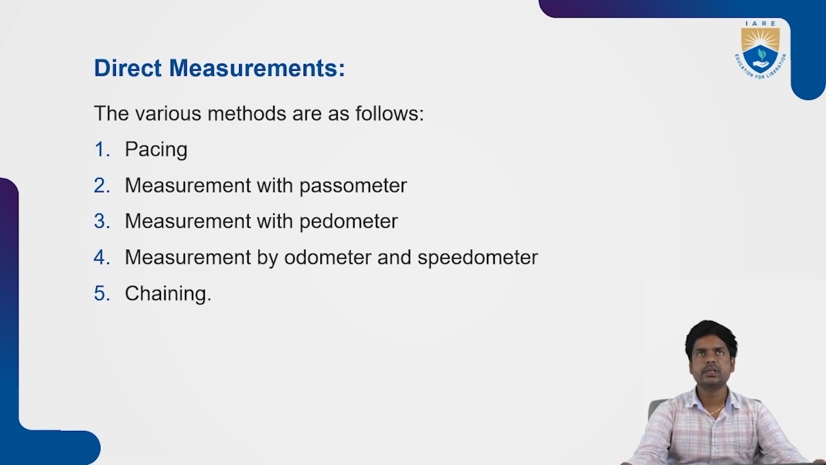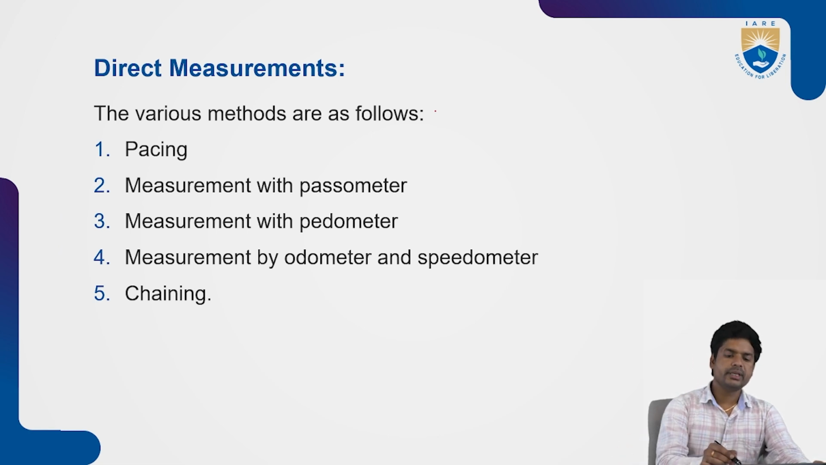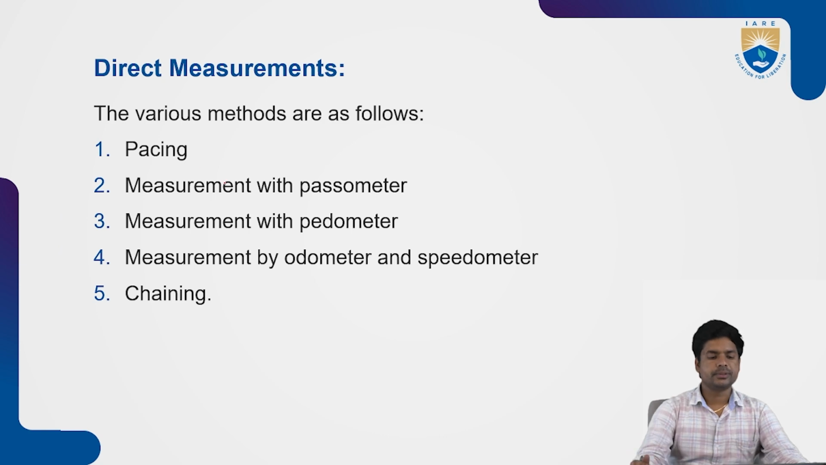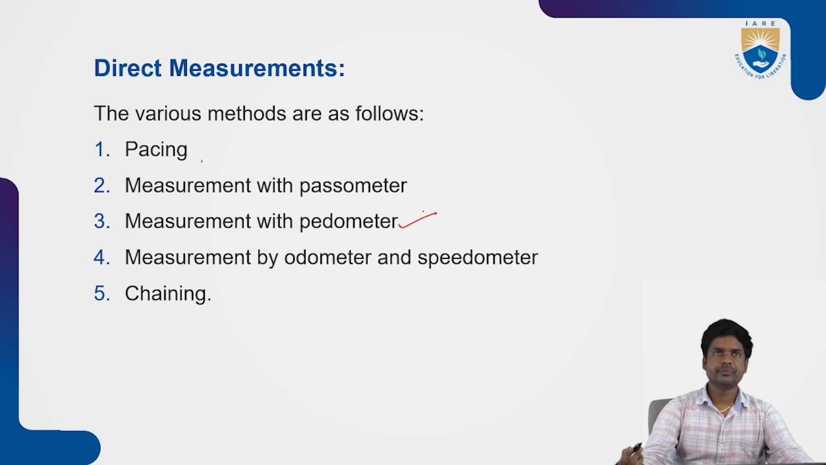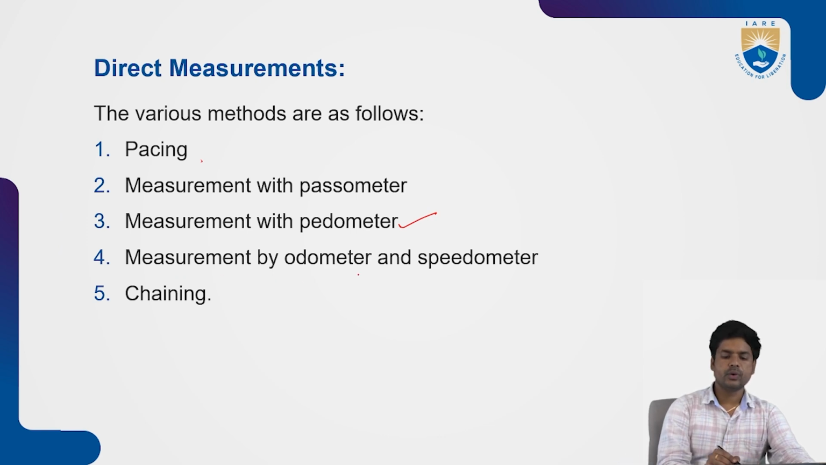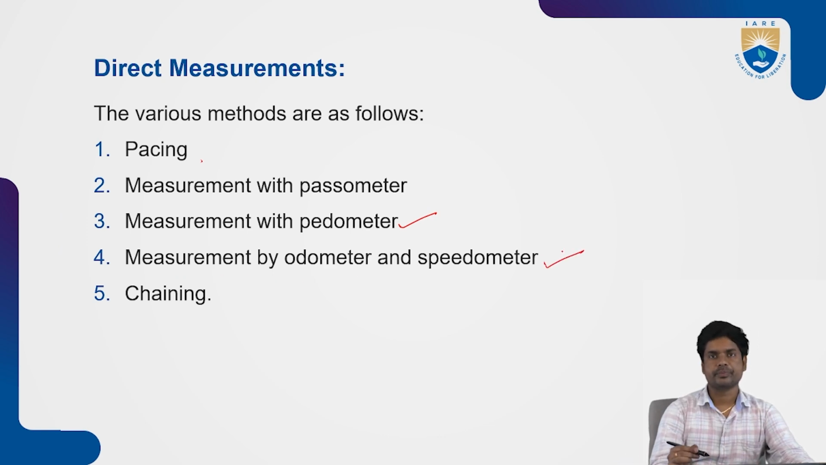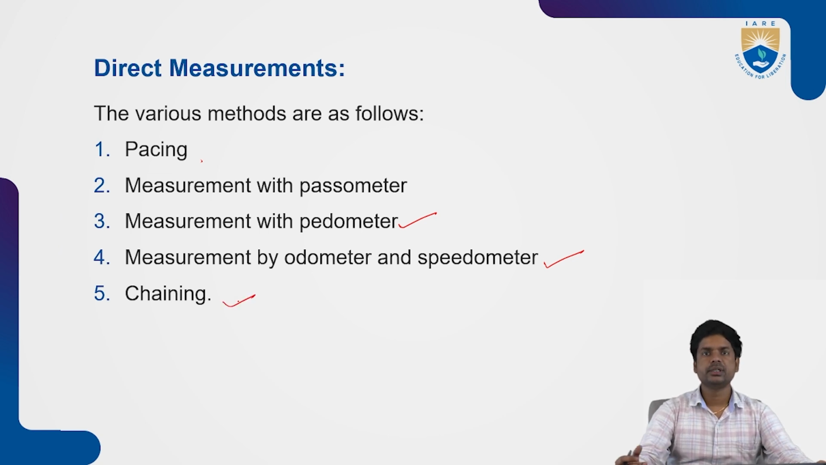Coming to the first one, direct measurements. In this we have different methods for doing linear measurements. The first one is pacing, the second one is measurement with passometer, the third one is measurement with pedometer, and the fourth one is measurement by odometer and speedometer, and chaining. So these are the different methods we use for measuring linear dimensions in direct methods.